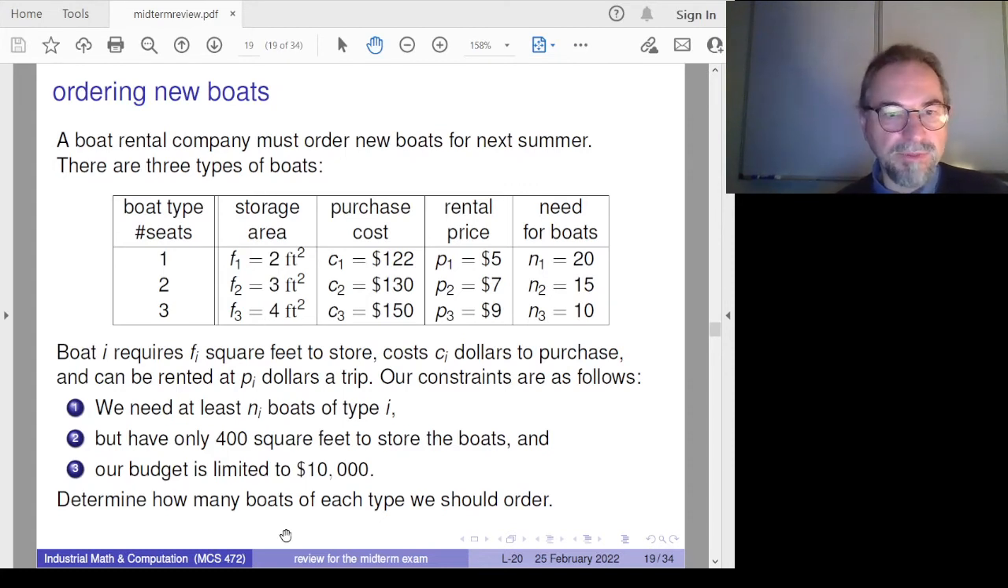Okay, so we can actually write this table as saying that for every type of boat we have some constraints on the storage and the cost to purchase, and for every boat there is also a gain. If we had no constraints on the needs and no constraints on storage, we would probably buy only boats of type 3 because they are most profitable. But they're most expensive as well.